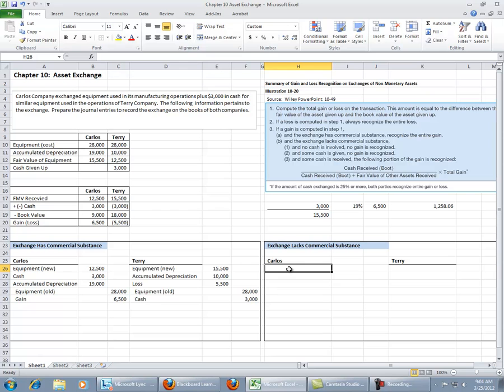So my new equipment value is going to equal the 12,500 less the deferral of the gain. The gain deferral is the difference between the 6,500 and the 1,258. So basically 5,242 is going to be deferred. We'll record the rest of our entry by recording the cash received, writing off the accumulated depreciation, writing off the equipment, and we'll record the partial gain.